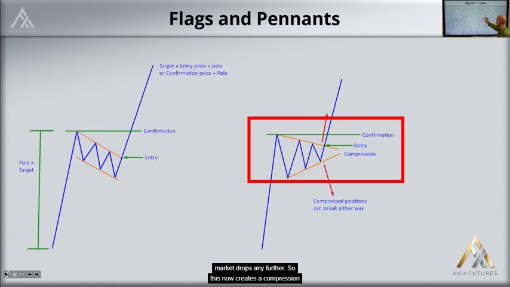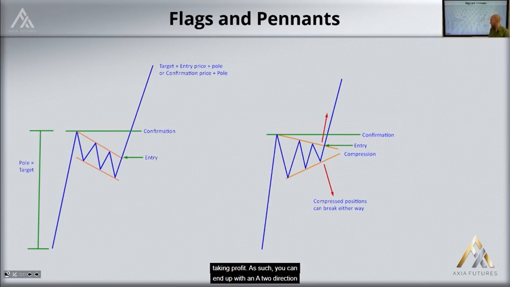So this now creates a compression of positions. You start to get more even building of positions, both long and short, not just purely selling because of people taking profit. As such, you can end up with a two-direction or a sort of dual option break here. You either break to the downside, in which case your target is back to where we came from, and I'll talk about this with what I call symmetrical reversals a little bit later, or you get a break to the upside, which works in exactly the same kind of way as a flag.